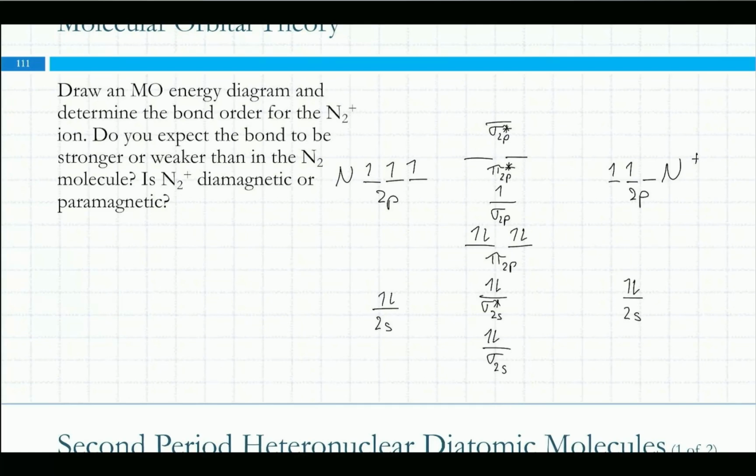And of course, always following Hund's rule. So if we have 2 orbitals of the same energy, we fill them with unpaired spins first, with the same spin, and then pair.